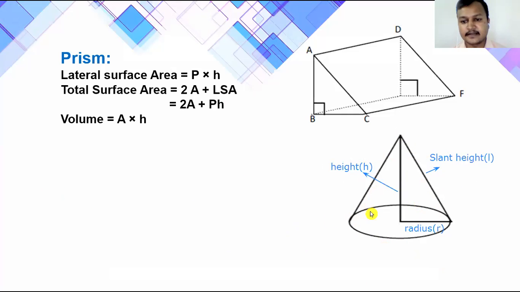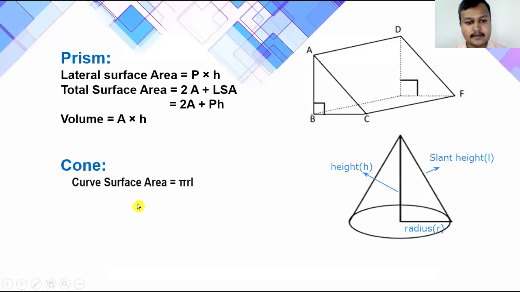If radius is denoted by R and slant height is denoted by L, to find out the curved surface area of this cone. Curved surface area or lateral surface area of cone means the same thing. This outer portion, outer curved portion is its curved surface area. And to find out the curved surface area, we have to use this formula pi RL. Pi RL. And how this formula is derived, that is given in your book. You may observe your book.